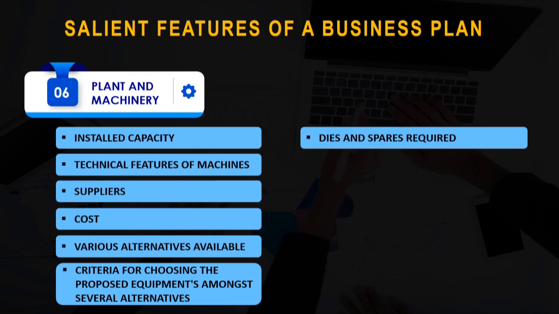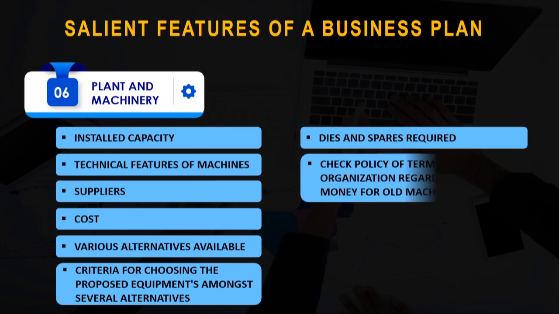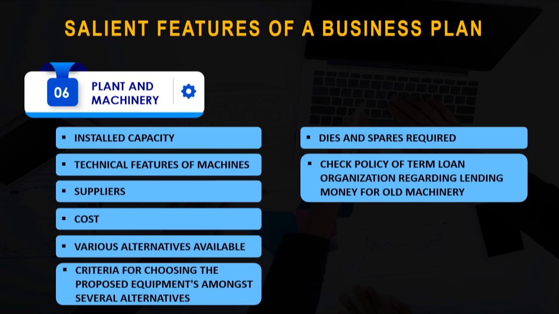Then the dies and the spares required. If it is an old machinery you want to buy rather than buying a new machinery, then you have to see the present condition, its value and the residual life also. And secondly, you have to check the policy of the term loan organizations regarding lending money for old machinery. Sometimes the banks or the financial corporations are not lending the money for buying an old machinery. So, you have to see their stipulations also.